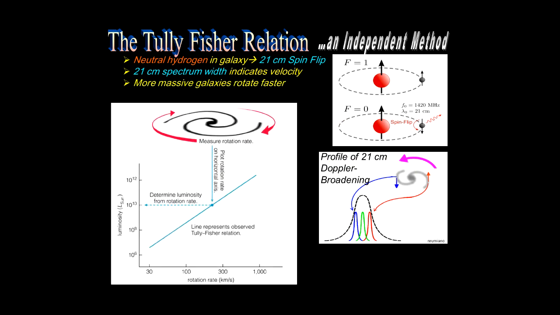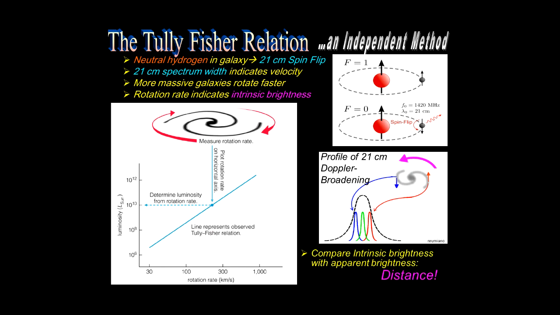In more massive galaxies, the dust and gas orbit quicker. And then based on the fact that it's got more mass, it's also going to be more intrinsically luminous. So in this way, the rotation rate gives us an indication of how bright the galaxy is. So we have intrinsic luminosity and rotation rate. That line is called the Tully-Fisher relation. So if we can discover the rotation rate, we come up here and plot it, and we get the luminosity. Isn't that a wonderful little tool?